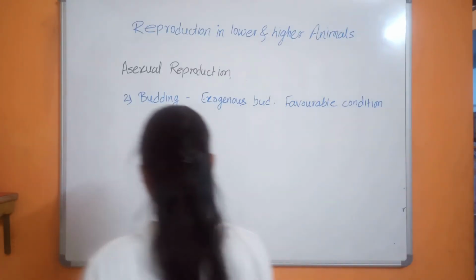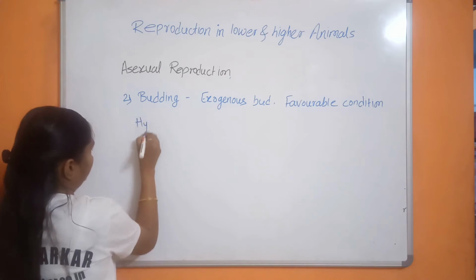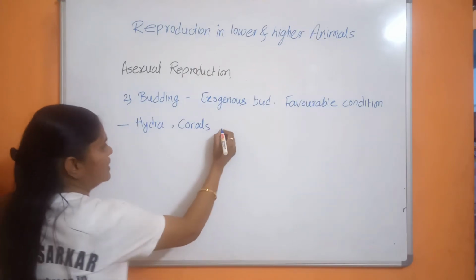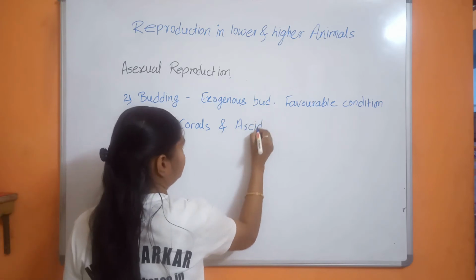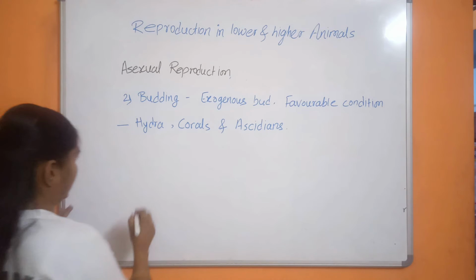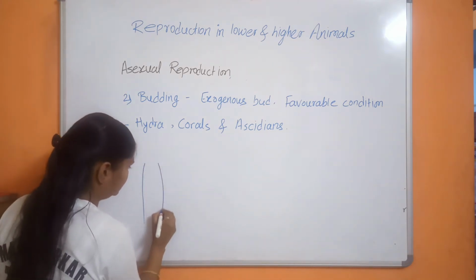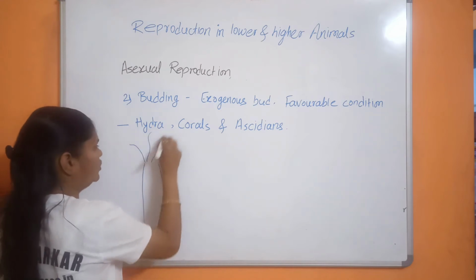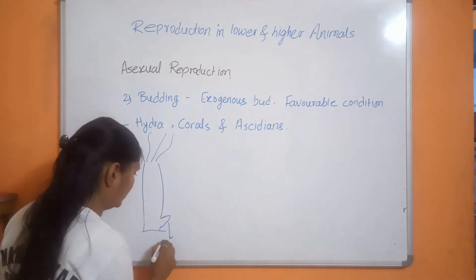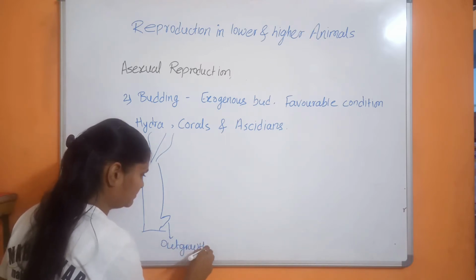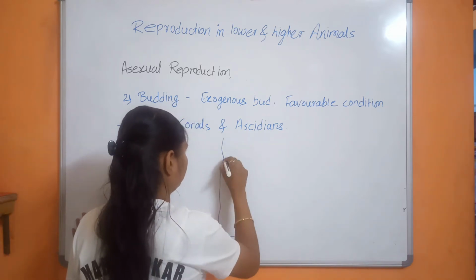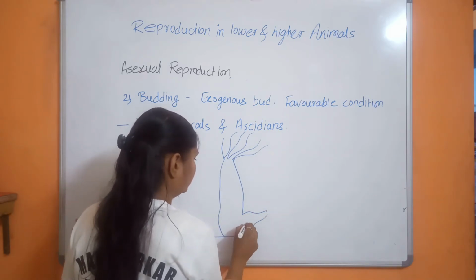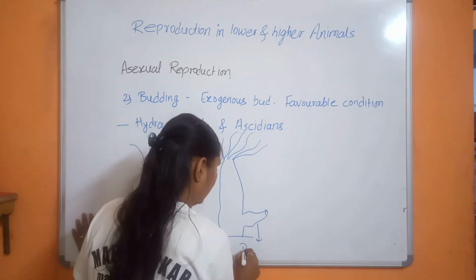Budding is seen in case of Hydra. Examples of such reproduction are Hydra, then corals and ascidians. So you will see the example of Hydra. In Hydra, at the basal part of the body, some outgrowth is produced. This outgrowth develops into a bud, a developing bud.